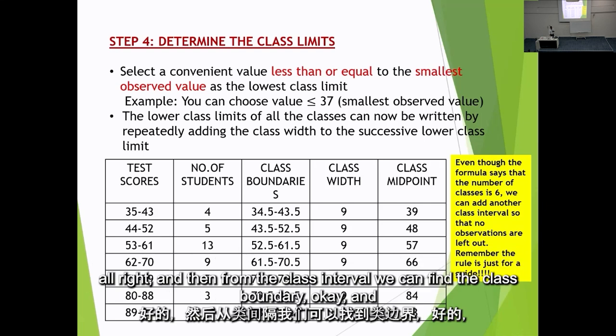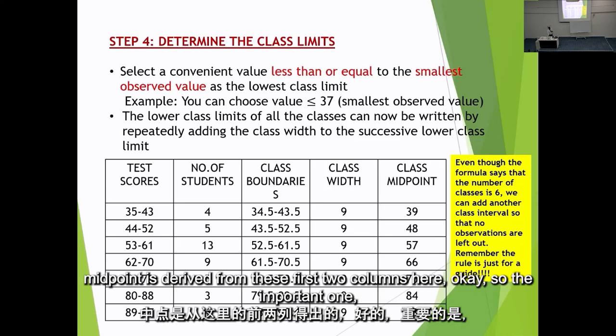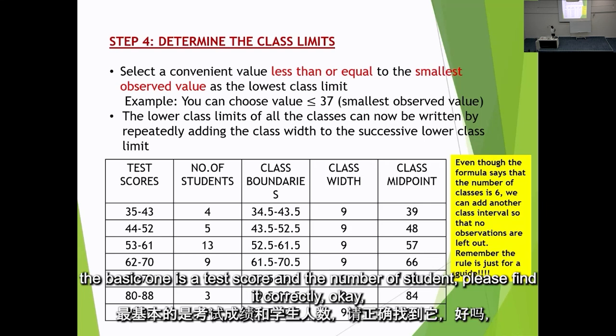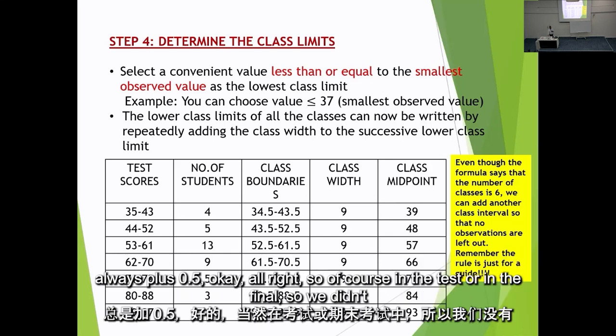And then from the class interval, we can find the class boundary, and then we can find the class midpoint. Class boundary and class midpoint are derived from these first two columns here. The basic ones are the test score and the number of students, so please find them correctly. For the lower class boundary, always minus 0.5. For the upper class boundary, always plus 0.5.